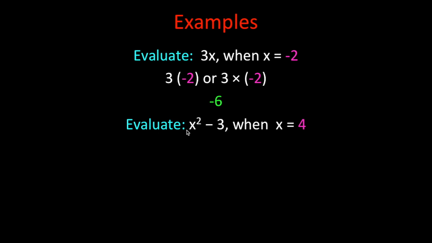Next, let's say we ask to evaluate x to the second power minus 3 when x is equal to 4. So x is 4, we're going to replace x in the expression by 4. So now we have 4 to the second power minus 3. So we're going to do the exponent first. 4 to the second power is 4 times 4, that's 16. 16 minus 3, you subtract, that's 13.